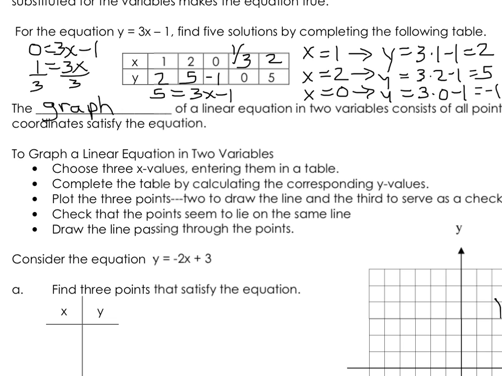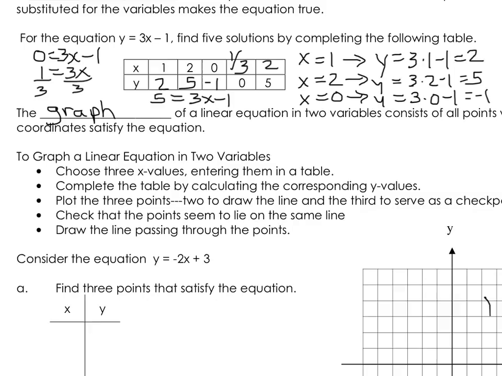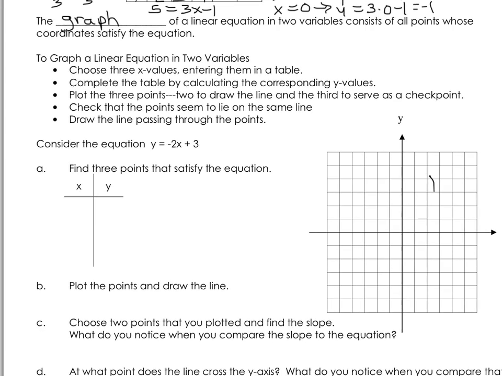The graph of a linear equation in two variables consists of all points whose coordinates satisfy the equation. We are going to learn to graph a linear equation in two variables in three different ways. The first way that we are going to learn to graph will be to choose three x values. We will put them in the table. Our table will be in the shape of a T, so it's called a T-chart sometimes. So we will choose three different values to put in the table.